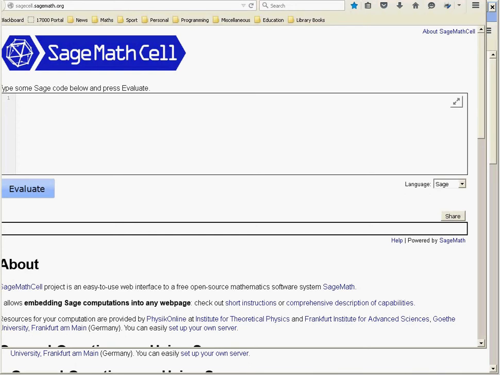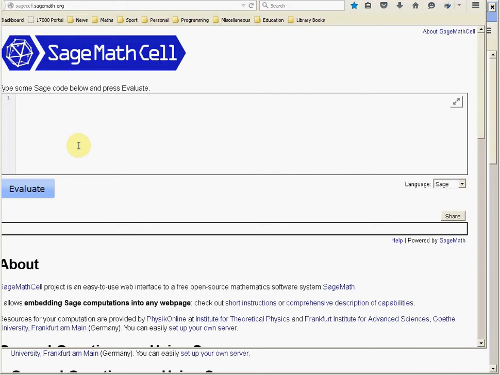Hello, it's Malcolm here, and in this video I'm going to show you a session using Sage via the Sage Math Cell. I have navigated to the Sage Math Cell page, and as you can see, all you get is a blank input cell and a blank output cell. So you have to know what to type in order to use the Sage Math Cell. Fortunately it's not too difficult.